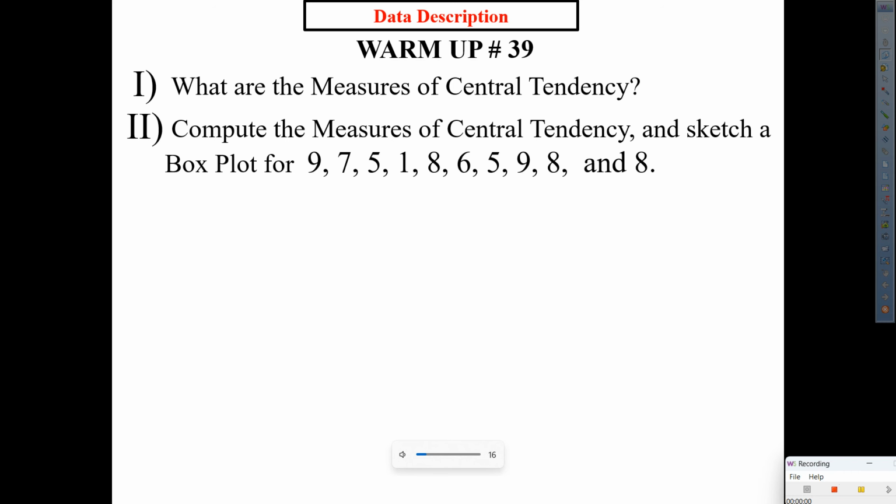And warm-up number 39 is on your screen. Problem number 1 reads, what are the measures of central tendency? Number 2, compute the measures of central tendency and sketch a box plot for 9, 7, 5, 1, 8, 6, 5, 9, 8, and 8. Copy that, and I'll give you a little bit of time.